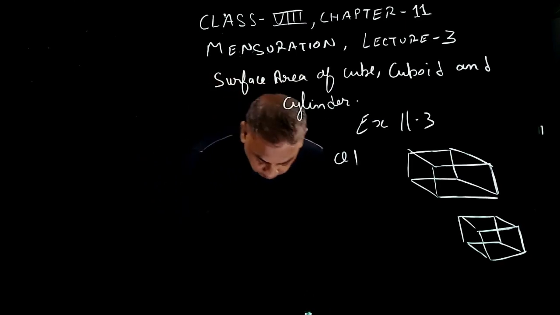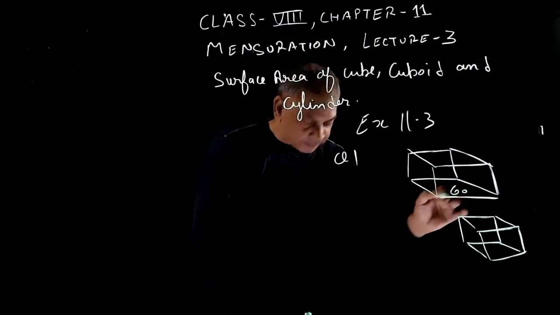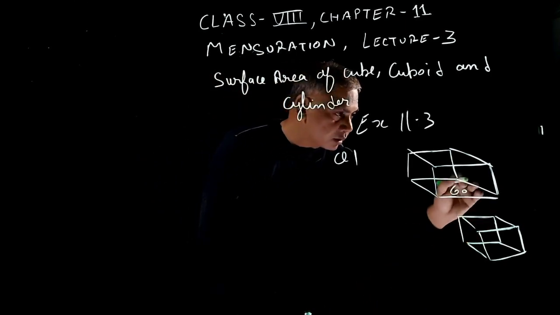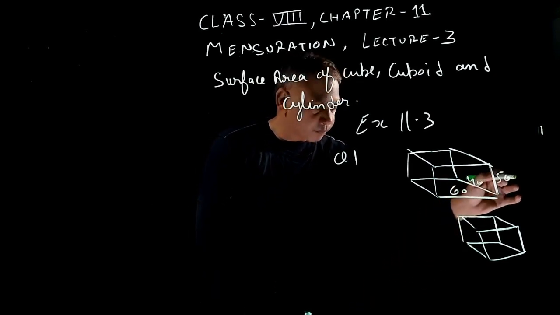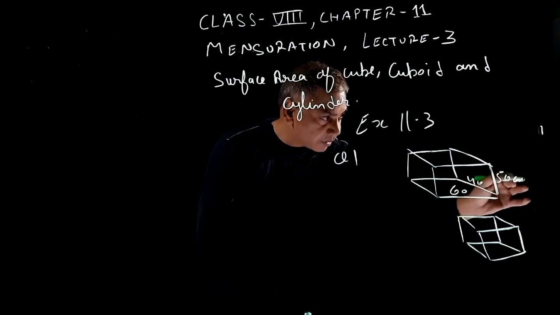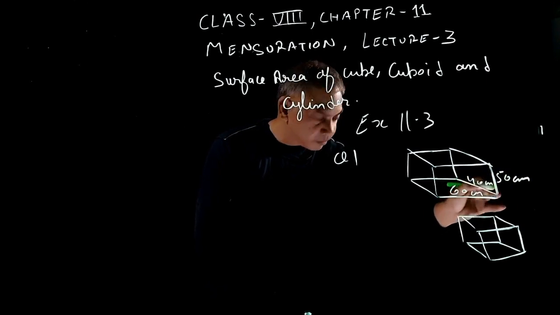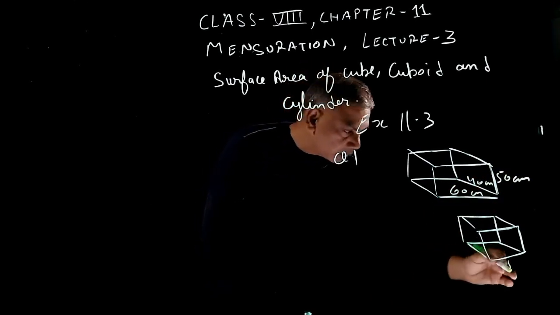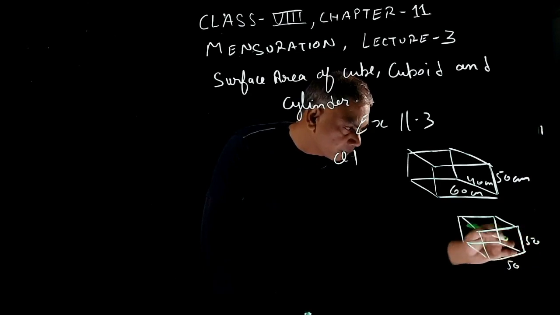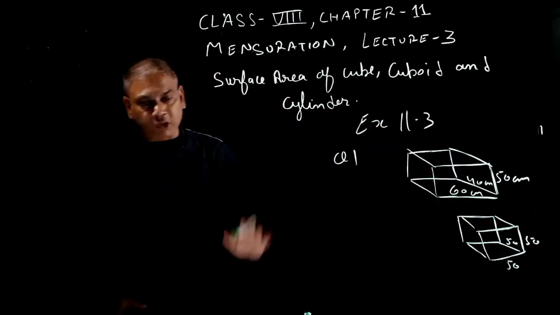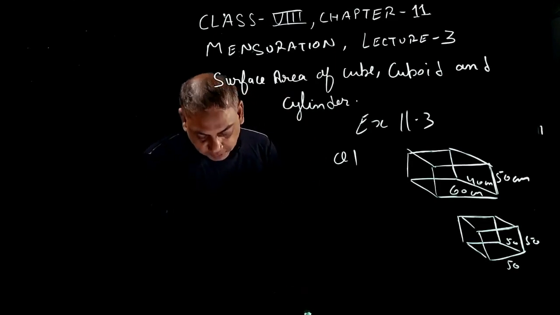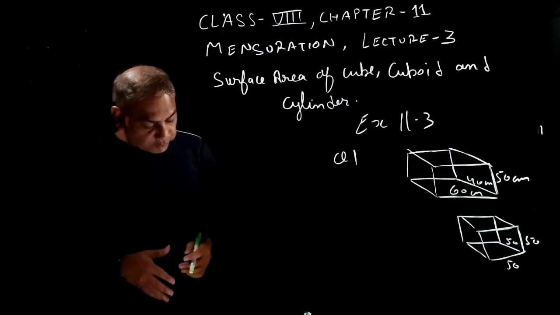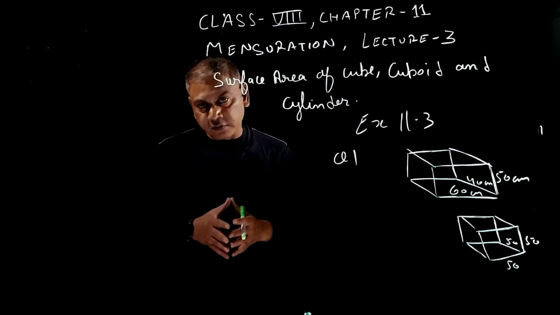Right? Now this is 60, this is 40 and the height is 50. All this is in centimeter, and here it is 50 centimeter, again 50. Okay, this is cube and this is cuboid. Now the question is, which box requires the lesser amount of material to make? What we will find out? We will find out their surface area.